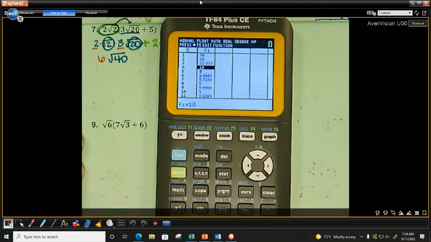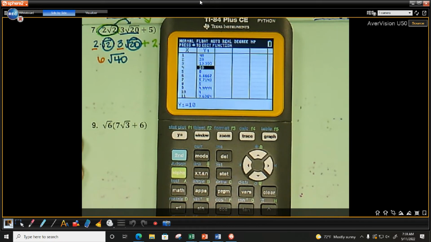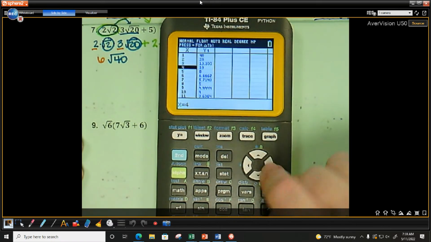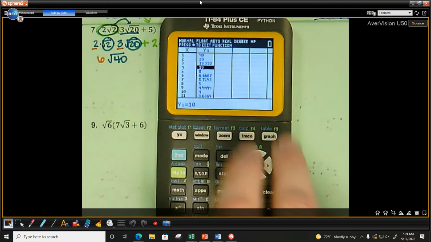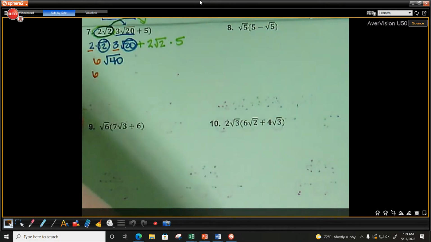What are factors of 10? 5. Is 5 on my list? No. No, what else? 2. Is 2 on my list? No, what else? 1 and 10, right? Are either of those on my list? No, so that's how I know this is the correct factor pair. 10 is not divisible by any perfect square. Okay? So I have my 6, and I'm going to break my 40 up into root 4, root 10.